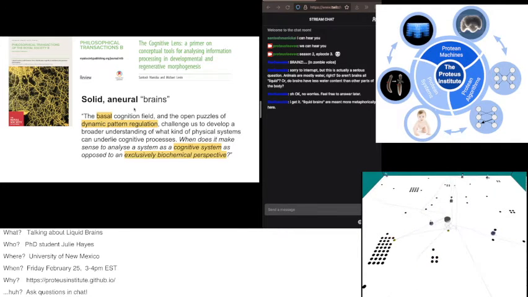And then they ask this question of, well, this is this fuzzy area of how do we really know where we draw the line between cognitive and basal cognition? Or to just use their question, which is well phrased: when does it make sense to analyze a system as a cognitive system as opposed to, for them, an exclusively biochemical perspective?